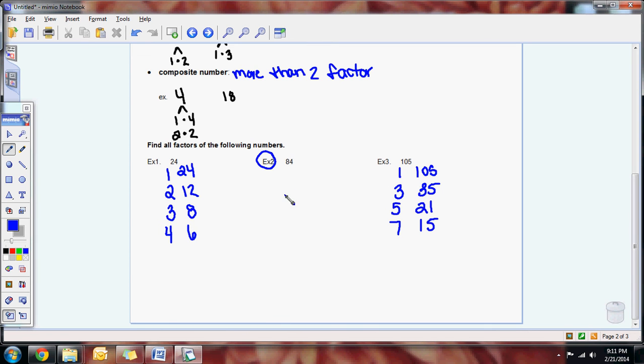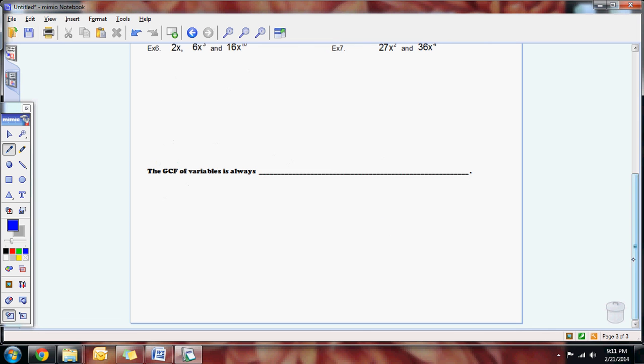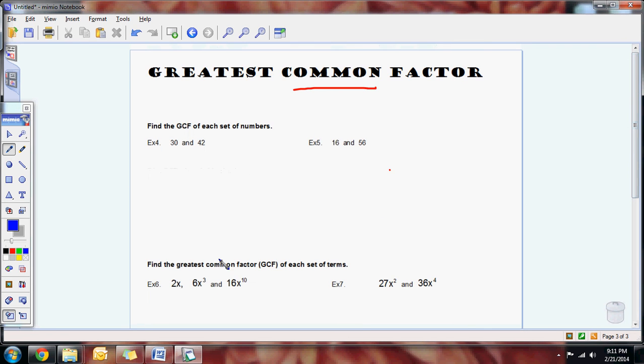So go ahead and try to find the factors of 84 and call me over to have that checked when you're ready. Go ahead and pause it now if you need to. And then let's move on to greatest common factor once you've gotten that checked. When I ask you to find greatest common factor, you're going to be given 2 terms and you're going to have to find what is the biggest number that they have in common.